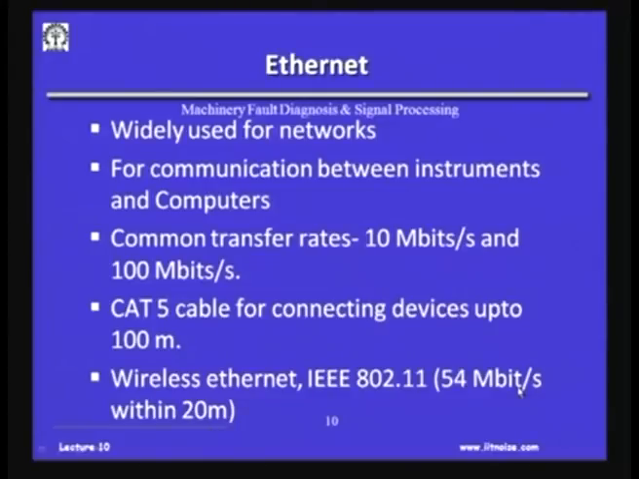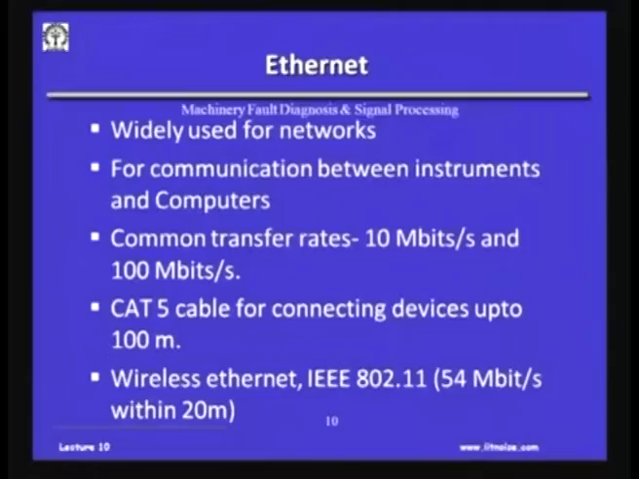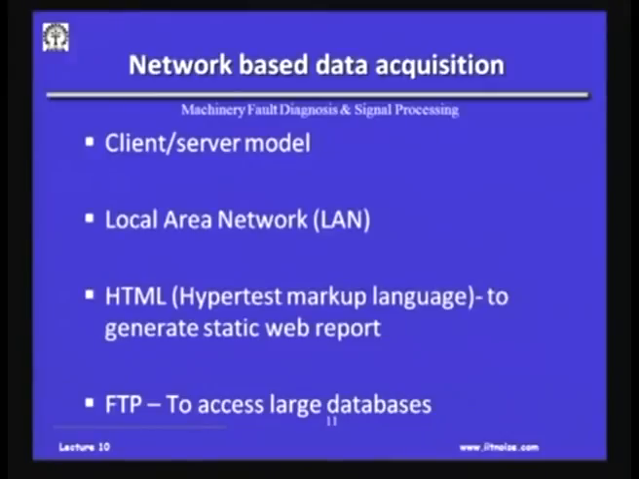So, I cannot have digital data transfer at speeds higher than 54 megabits per second when I am using wireless Ethernet. So, this is a challenge we have in computer aided data acquisition, to transfer the data over wireless at high speeds, because the call of the day is wireless remote monitoring of machines, and this is where we are in the present state of the art.